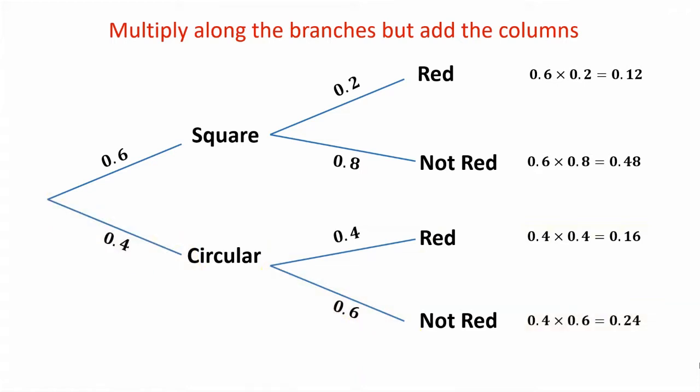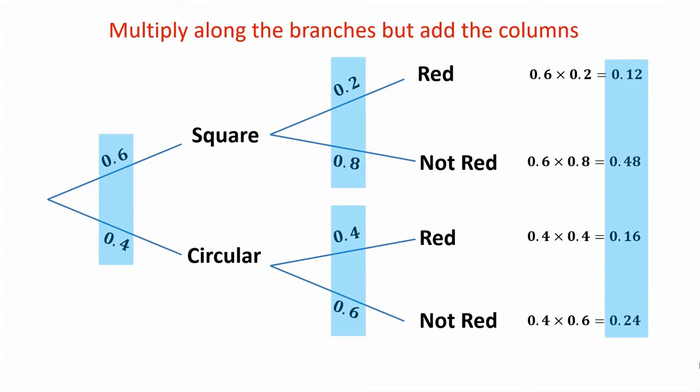But when you've done that, you can check your answers by looking at the columns. So that pair of values there must add up to 1. It's a certainty that either a square or something circular has been chosen, so nothing else can happen. Those two must add up to 1. And there's lots of different places you can check that sum of 1. Even your calculations at the end should always add up to 1. So remember that. Multiply along the branches, but add the columns to check that they are equal to 1.